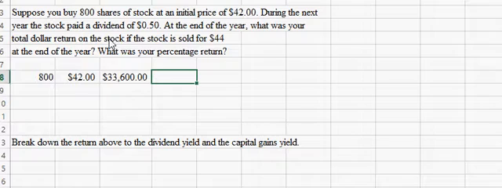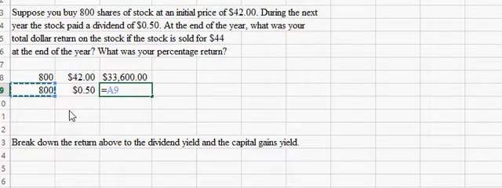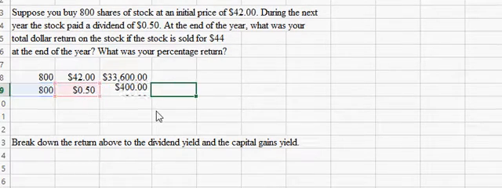Next, as we read the problem, we received a stock dividend of 50 cents. So 50 cents with 800 shares, we'll put the 800 again and the 50 cents, and we'll multiply that out, 800 times the 50 cents, and we earn $400 in dividends.